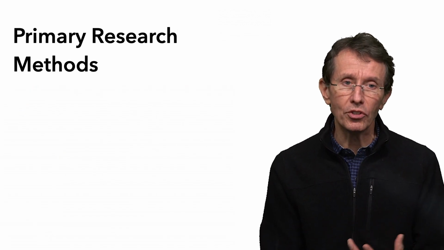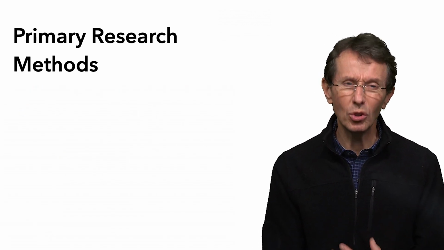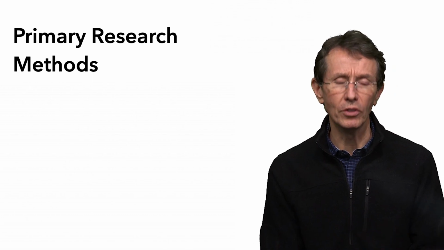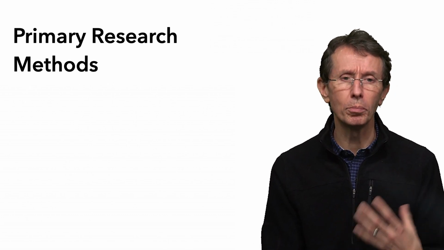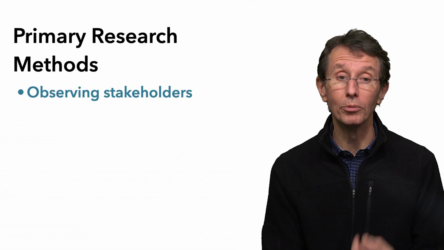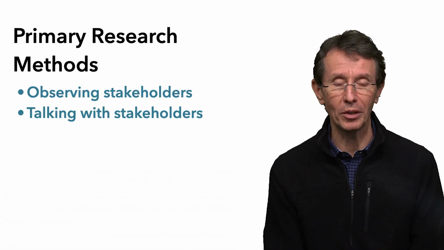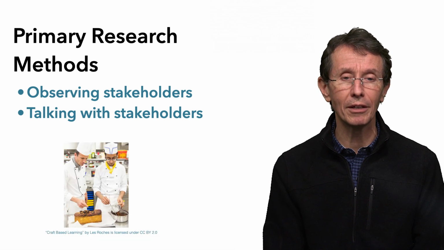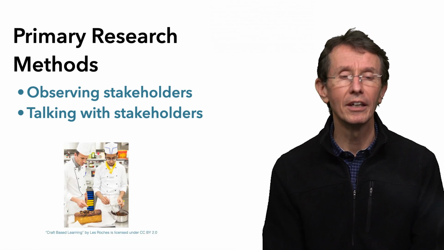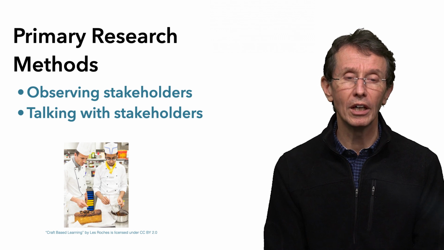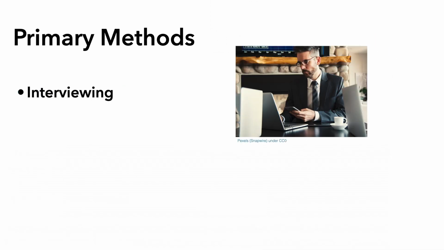Within primary research, we typically utilize two main approaches. There are others, but two initial primary research approaches are observing stakeholders and talking with stakeholders. So you've heard interviewing. If you want to understand how to bake a cake, you ask somebody who knows how to bake a cake. If you want to see the steps involved, you might watch them do it. Which to use is driven by which approach will yield the richest data.